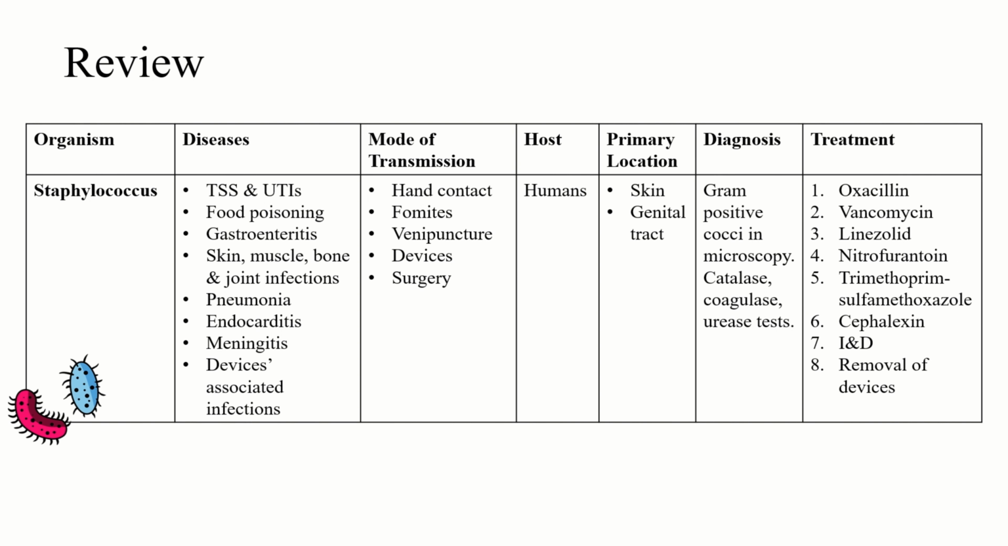Diagnosis is made by microscopy by seeing gram-positive cocci in pairs or short chains and is catalase positive, coagulase positive and negative, and urease positive and negative, and also novobiocin sensitive or resistant. Treatment is done by giving antibiotics like oxacillin, vancomycin, linezolid, nitrofurantoin, trimethoprim sulfamethoxazole, and cephalexin. And there are some procedures like incision and drainage and removal of devices.